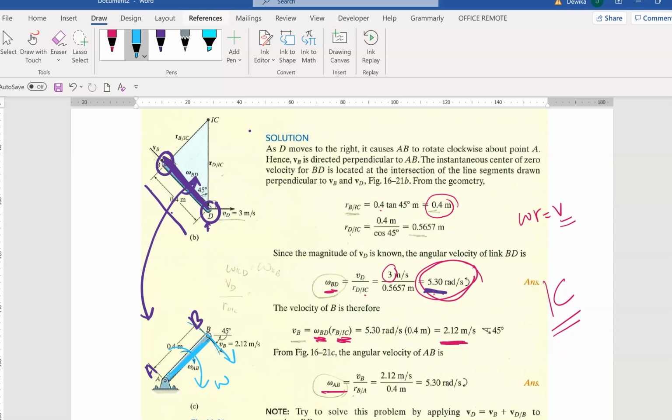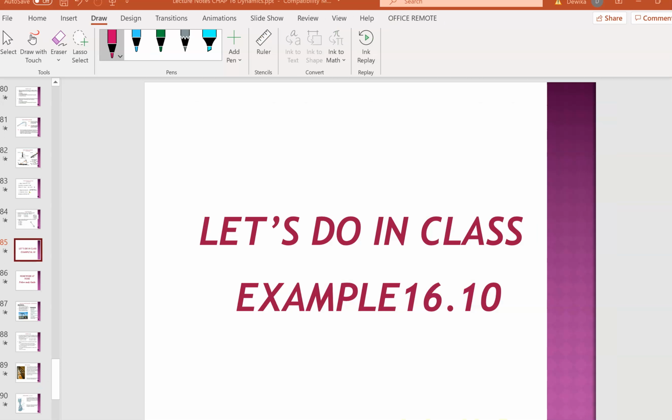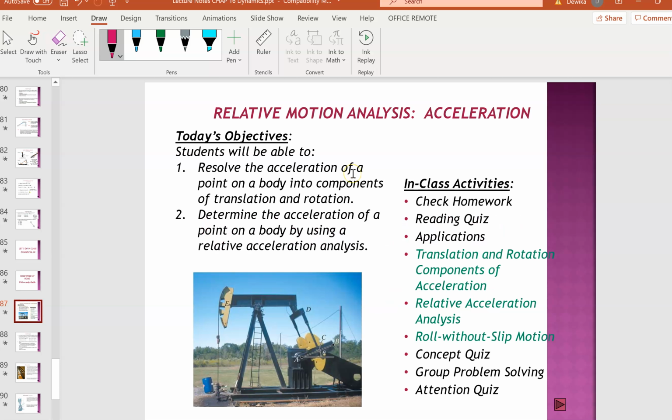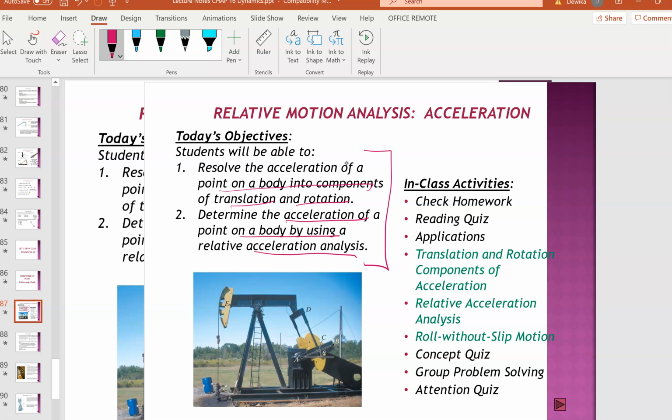So okay, let's move on to the next part of the chapter, which is the relative motion analysis of acceleration. This will be the last part of the chapter. At the end of the class, you should be able to resolve the acceleration of a point of a body into components, into translation and rotation, and determine the acceleration of the point on the body using the relative acceleration analysis. You remember what we did with the velocity earlier? It's actually similar.